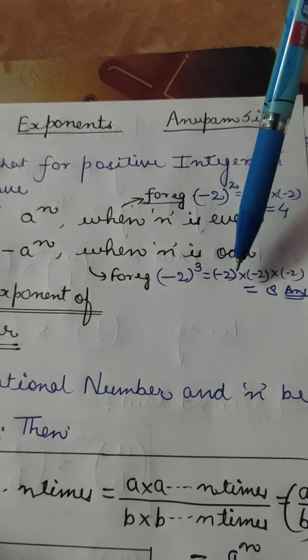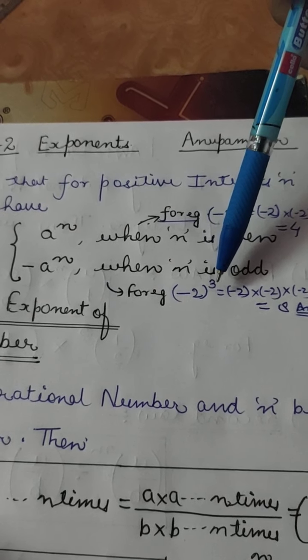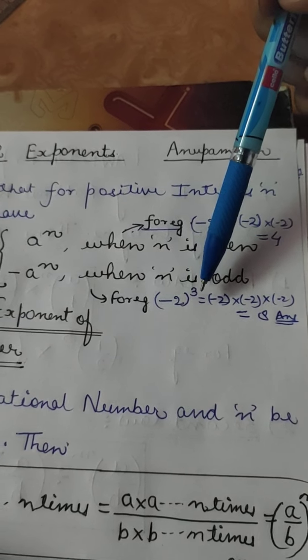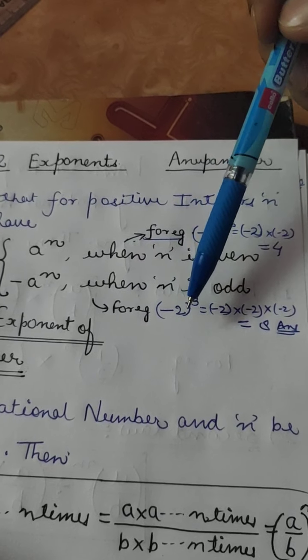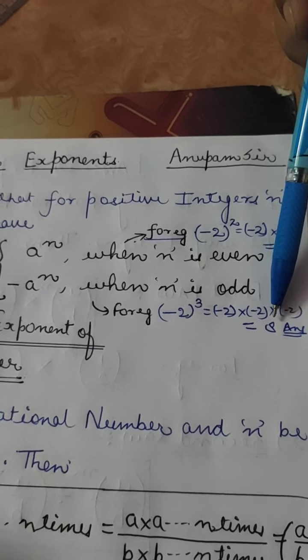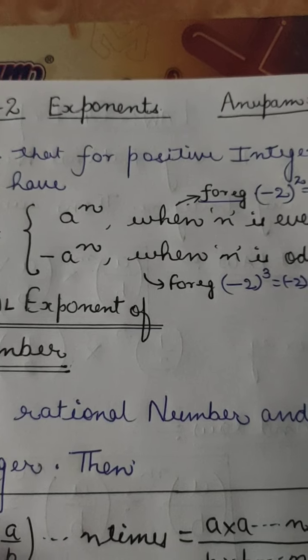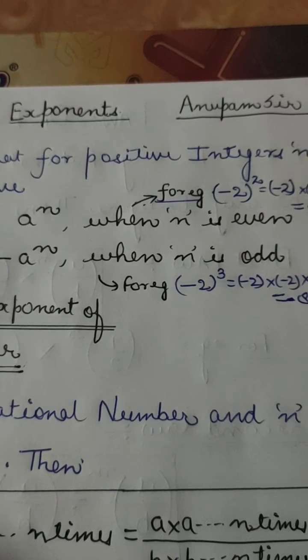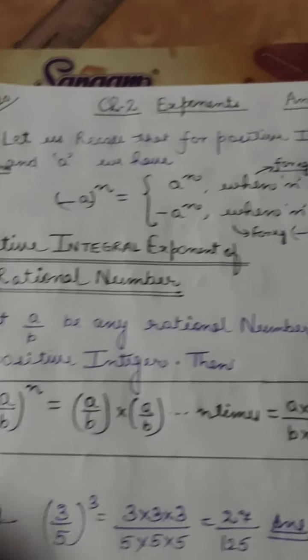So what we concluded, if a given integer is raised to an even power, then the result is positive, and if it is raised to an odd power, then the result comes out to be negative. When minus 2 is multiplied by minus 2 three times, it will give the result minus 8.